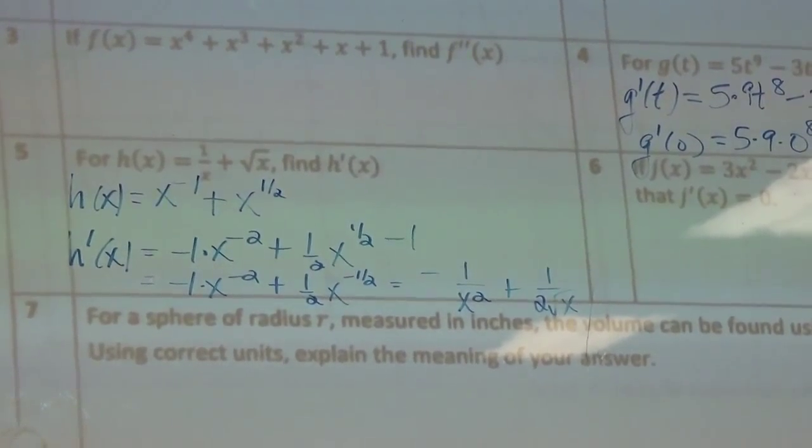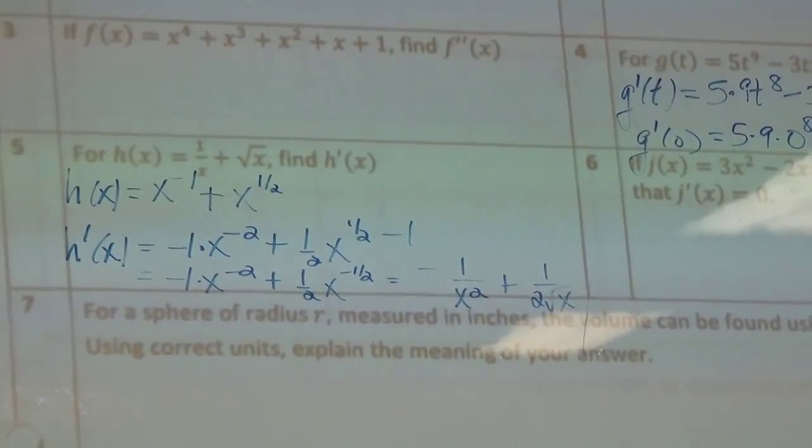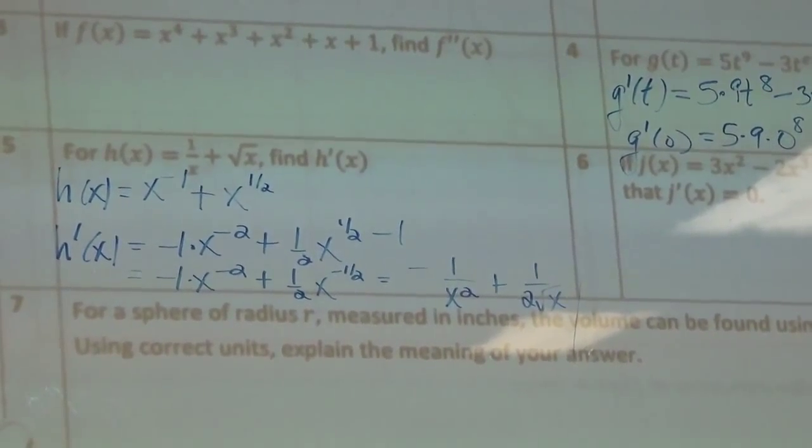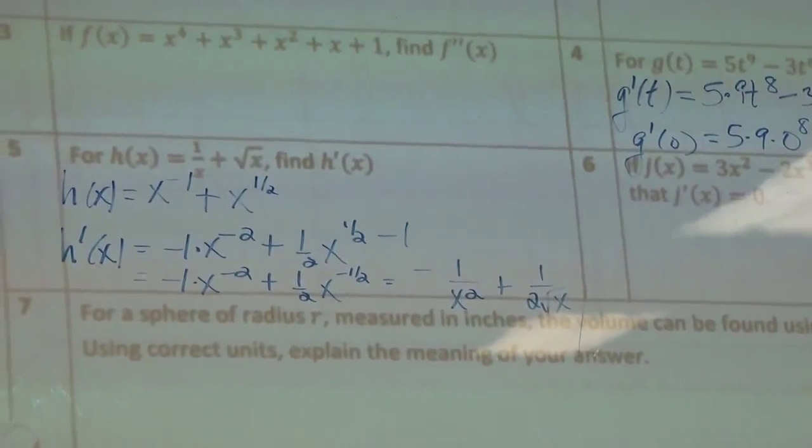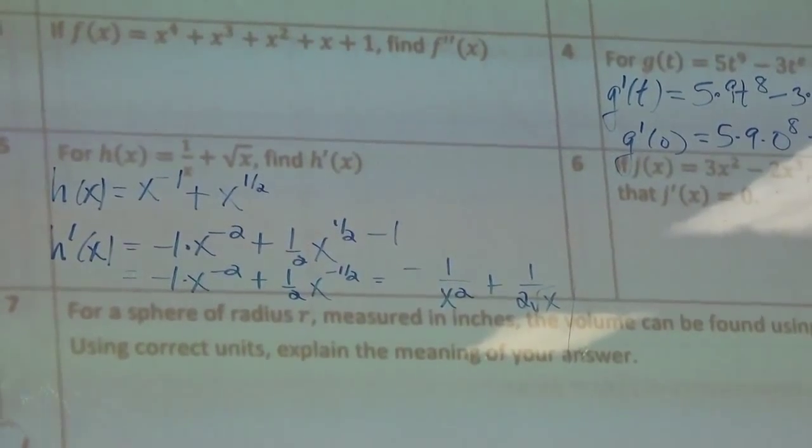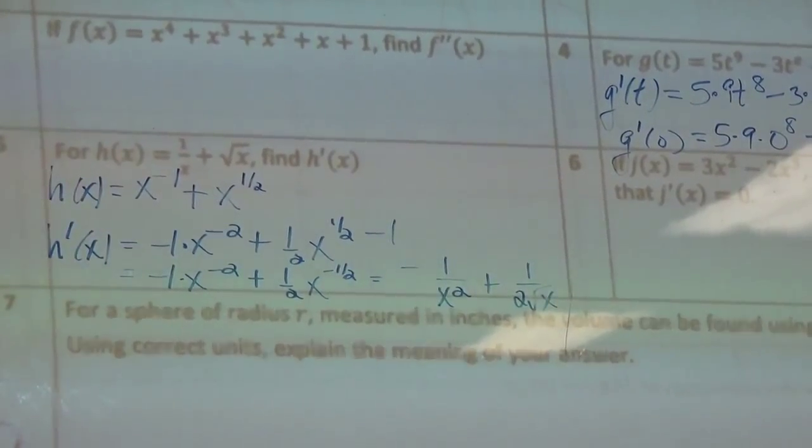Label that. That's h prime. You don't have to simplify. I know, once you figure something out, you're not going to let it go.